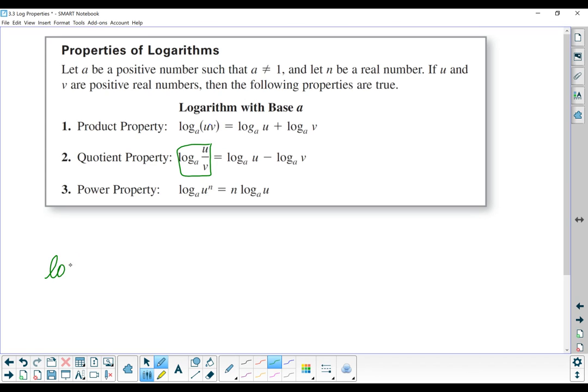Now this is different than change of base. So change of base was if we had something like this, we could calculate it as log v over log b. That's different. This is not the log of a quotient. This is the quotient of two logs. So this is a log divided by another log, and that is not the same as this. What we're talking about now is if we have a log and it is the log of some division.